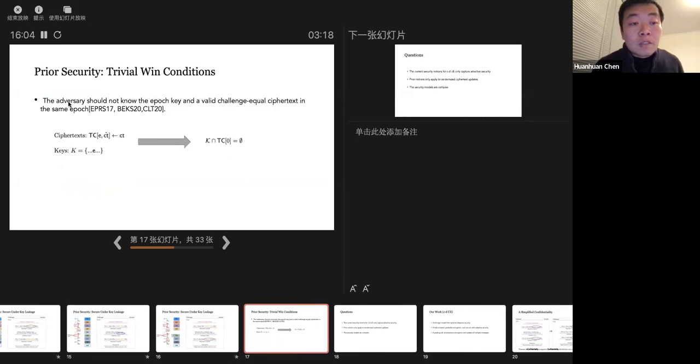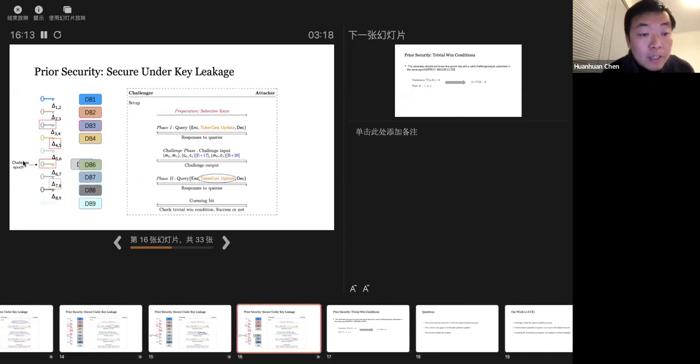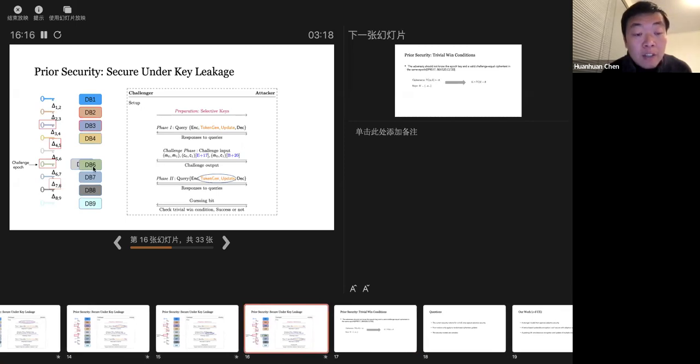The adversary shouldn't know the epoch key and also a valid challenge-equal ciphertext in the same epoch. In this paper, if the challenge epoch is 6, and the adversary queries update over the challenge output and gets an updated ciphertext in epoch 8, but what if he also corrupts the epoch key in epoch 8? He can decrypt it, even though he doesn't know the epoch key here.